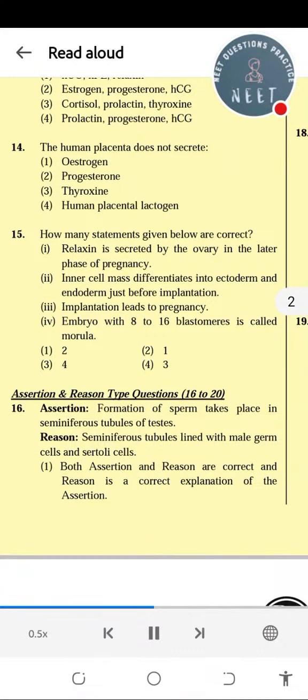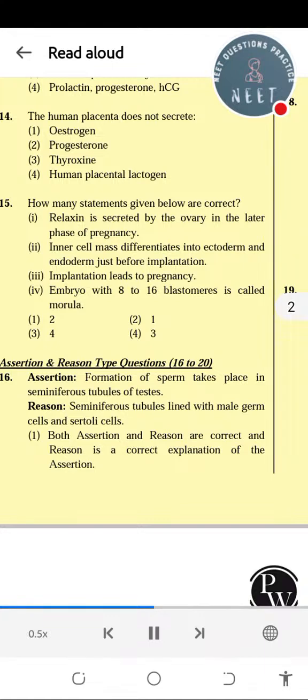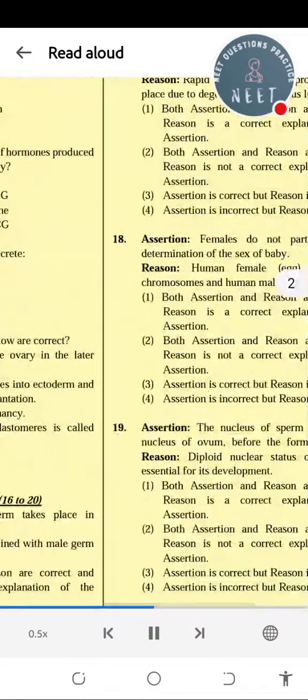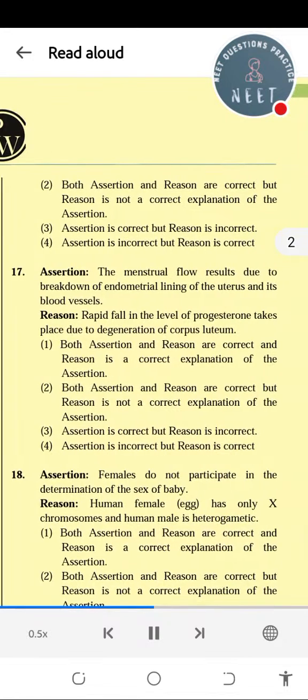Type questions 16 to 20. 16. Assertion: Formation of sperm takes place in seminiferous tubules of testes. Reason: Seminiferous tubules are lined with male germ cells and Sertoli cells. 1. Both assertion and reason are correct and reason is a correct explanation of the assertion. 2. Both assertion and reason are correct but reason is not a correct explanation of the assertion.